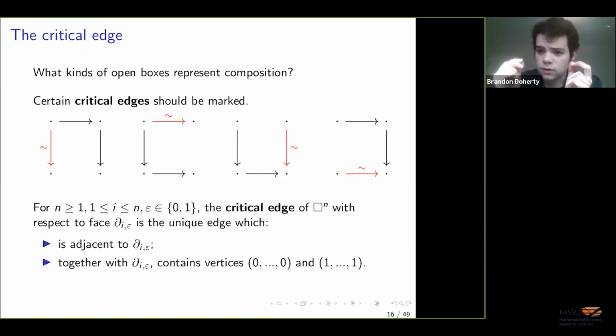So we have a rigorous definition of these critical edges for any n-dimensional box. So we define the critical edge of box n with respect to a particular face, the i epsilon face. We define that to be the unique edge which is adjacent to that face, and which, together with that face, contains both the initial vertex and the terminal vertex of the cube. So if you look at all these pictures, you can see that that's what's going on here. If you look at the red edge and the missing face in all of these, you can see that they are adjacent, and together they contain both of those vertices.